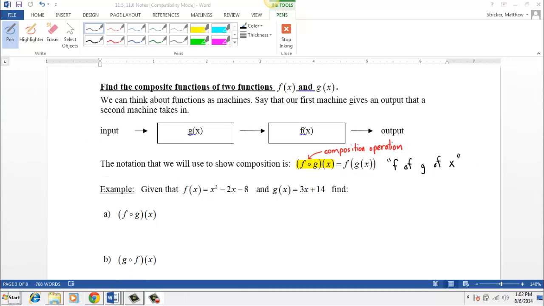Okay, so let's take a look at an example and see how this composition of functions works. We take a look at example A. We're going to find f of g of x given the functions f of x and g of x. And the first thing that we want to remember is that this new notation can be defined or rewritten like this. So when we're doing part A, what this really means is to find f with g of x as the input. So what does that mean? We look here. g of x is the input.